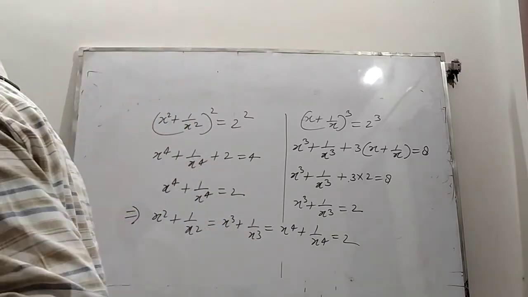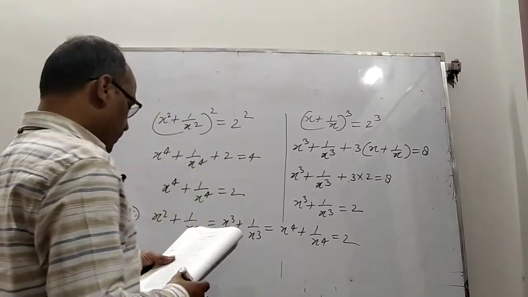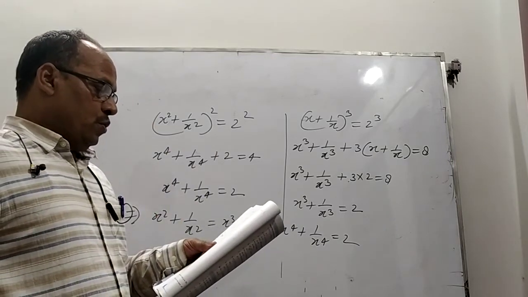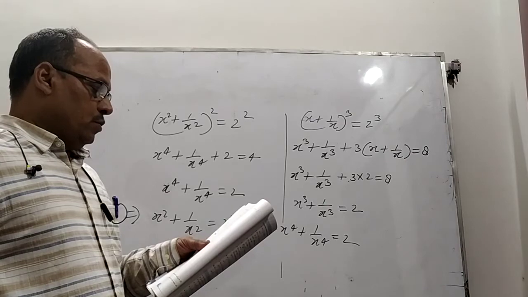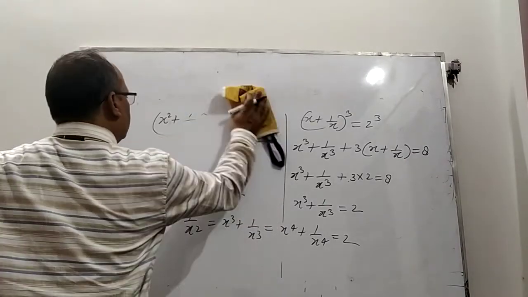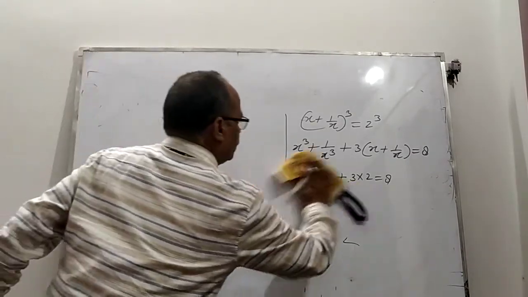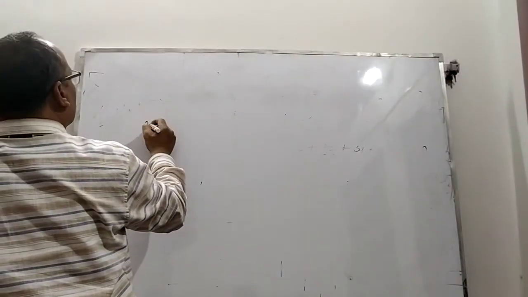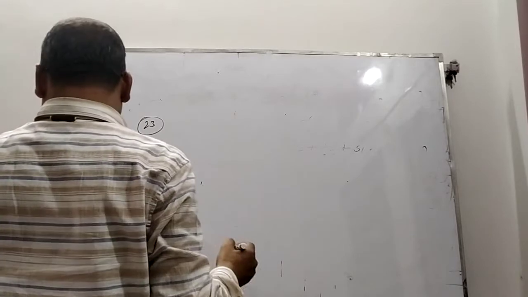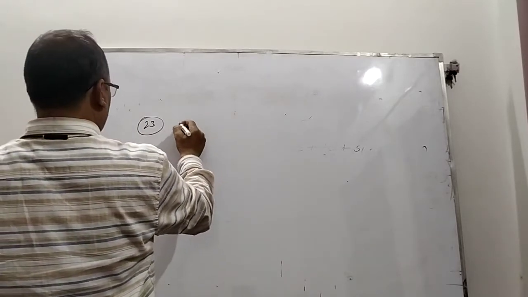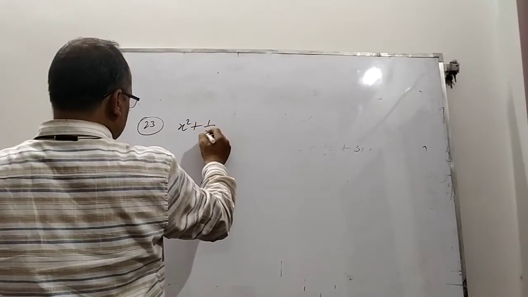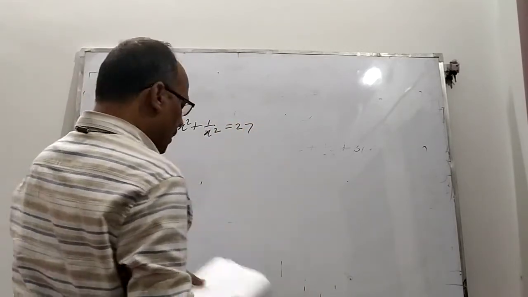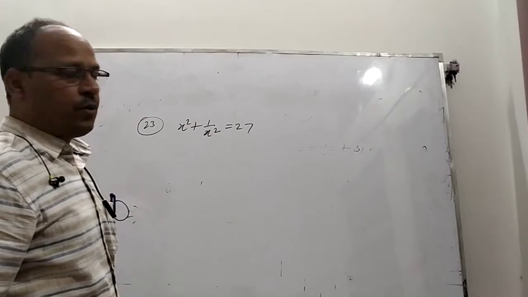Now, you will see question number 23. Question number 23. It is given here x square plus 1 upon x square equals 27. Find the value of x minus 1 upon x.